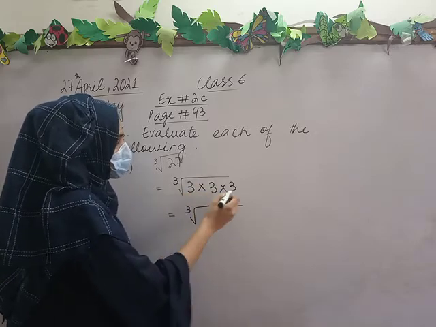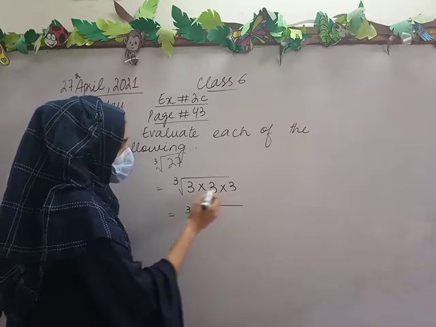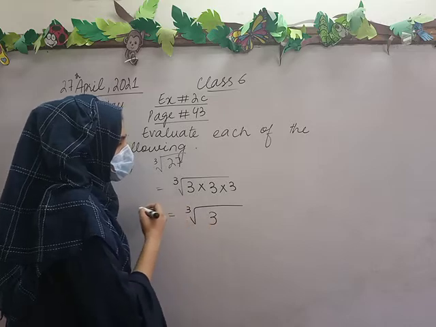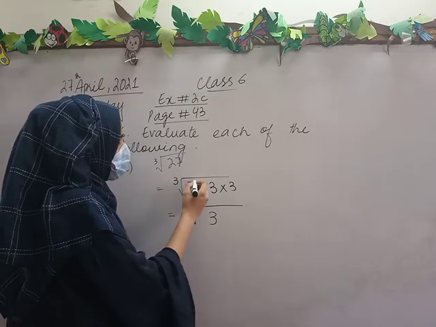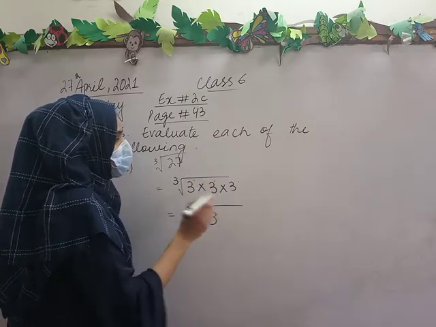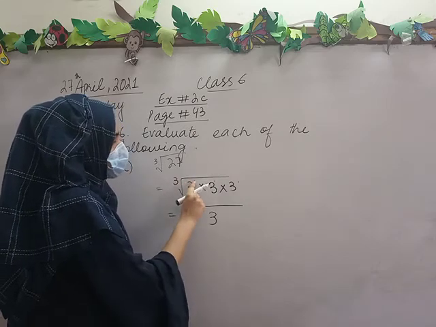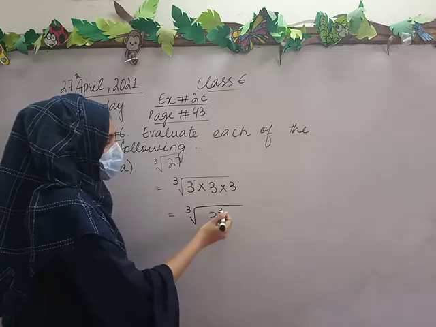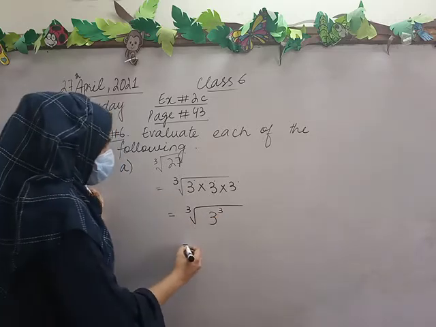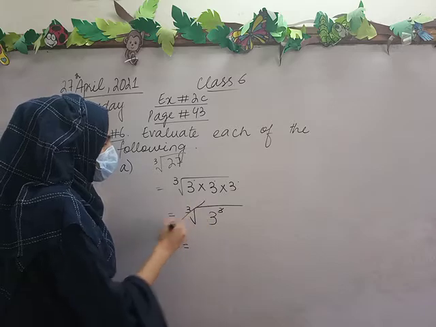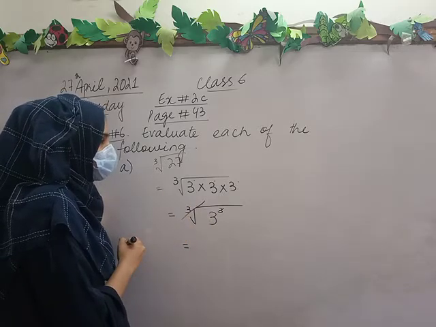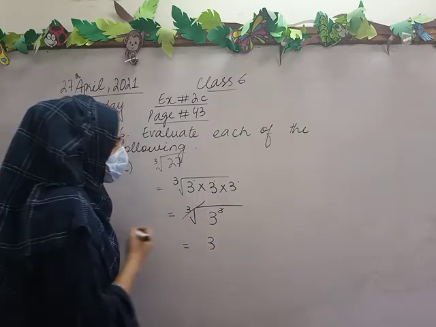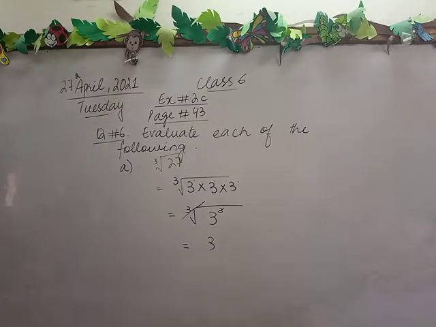Now if you look class, 3 is the same, meaning the base is the same, so we will write it only one time, which is 3, and 3 is repeating how many times? 3. So we will write 3 as a power. Fine. 3 as a power. In next step, this 3 will be cut by this cube root. Fine. In the end we have 3. Is it clear?